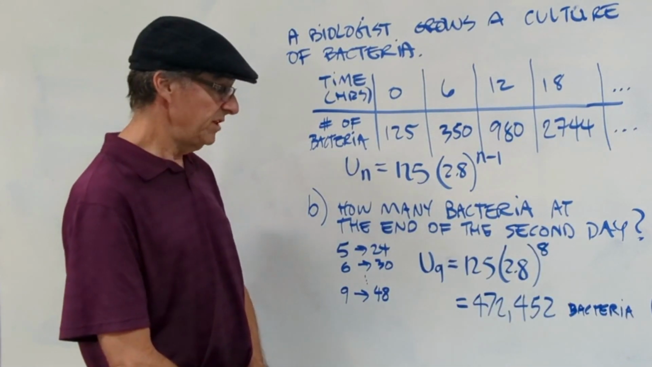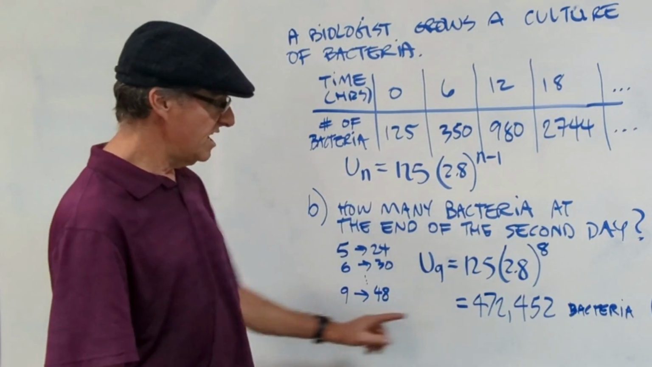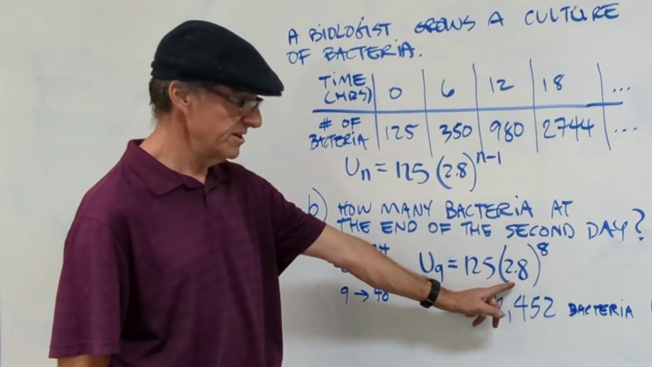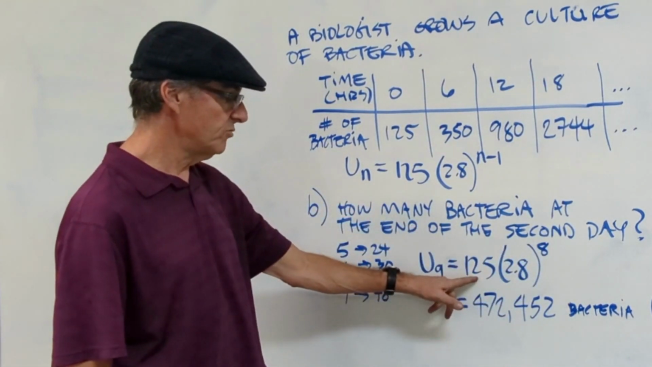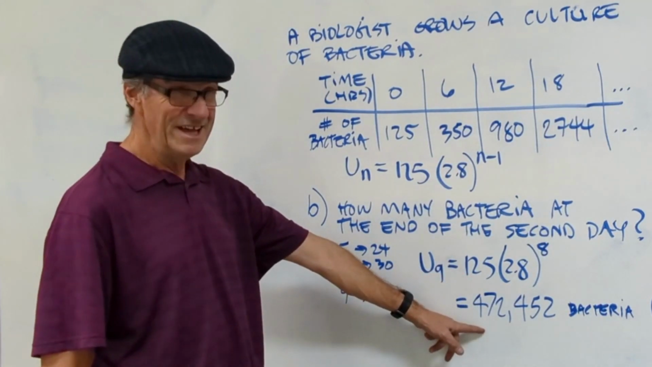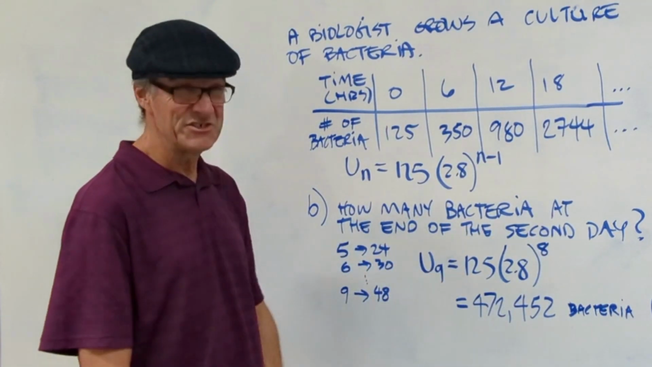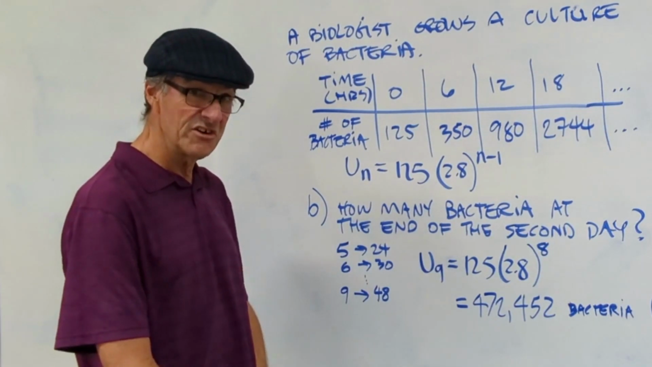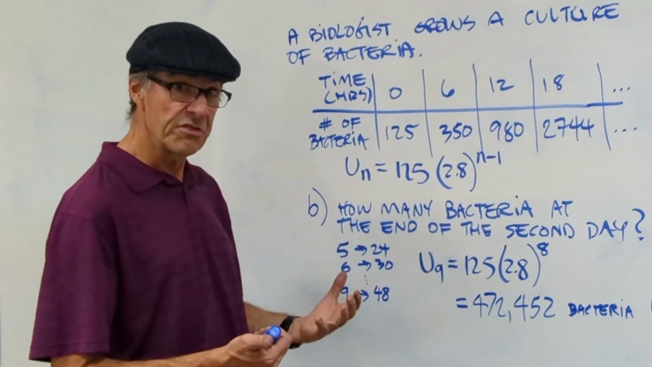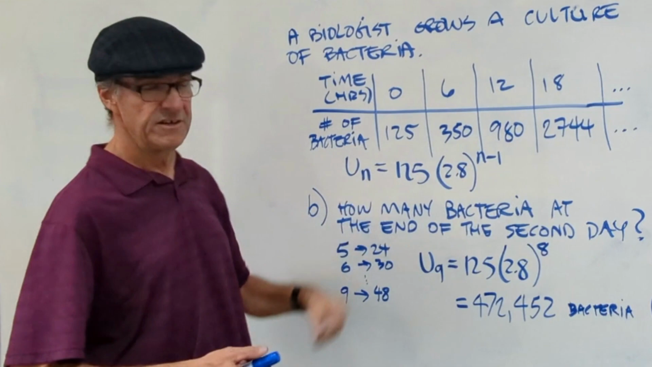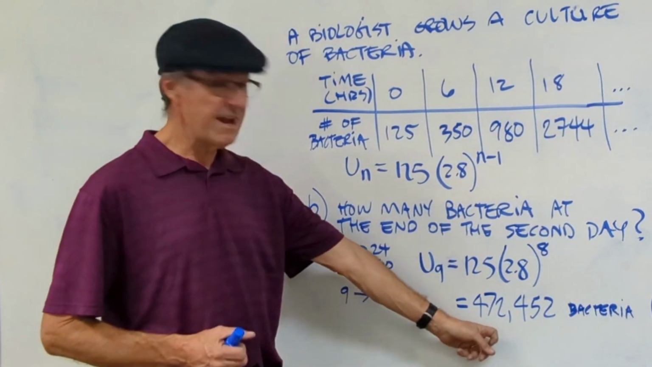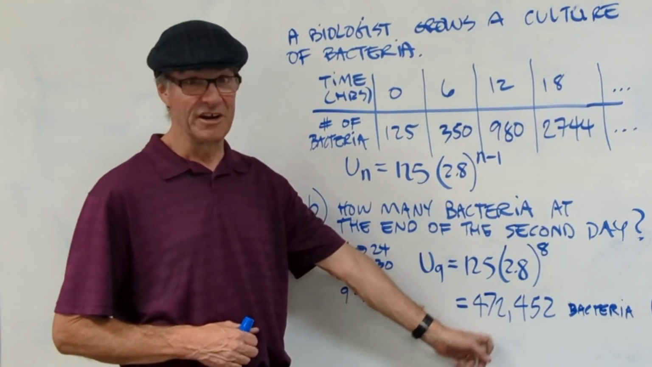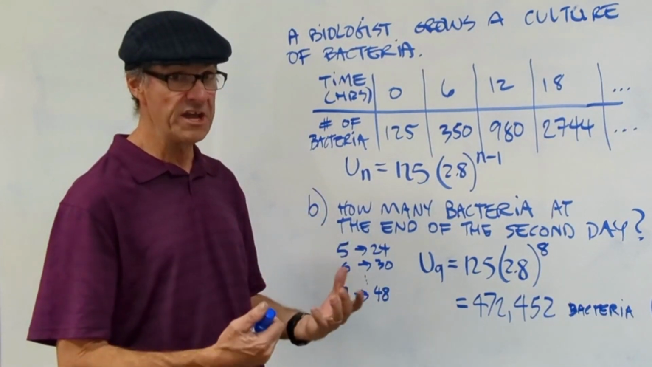All right, plugging in. My n is 9, so I raise to the 8th power. That's raising 2.8 to the eighth power times 125. And check this out. That's 472,452 bacteria. Talk about growth. We started with 125. 48 hours later, we have about 500,000 bacteria in there. So these things grow quickly.